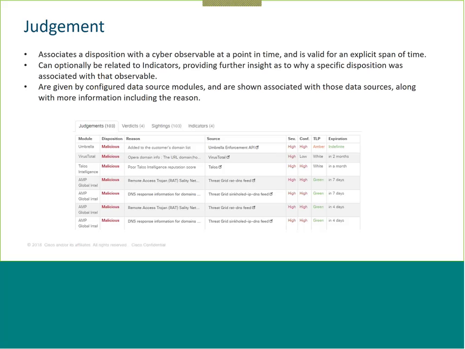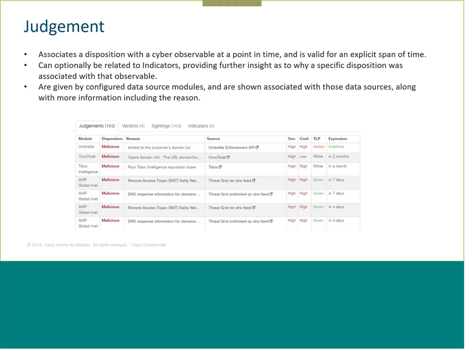Judgments and verdicts are one of the points of confusion that comes up the most often. A judgment is a disposition, an opinion on an observable at a point in time, and is generally valid for an explicit span of time. So we see in the example graphic shown, the Umbrella module has made a judgment that the disposition of this domain is malicious. The reason is that the customer added it to their domain list. Here the source was the Umbrella Enforcement API that provided that information to the Umbrella module.